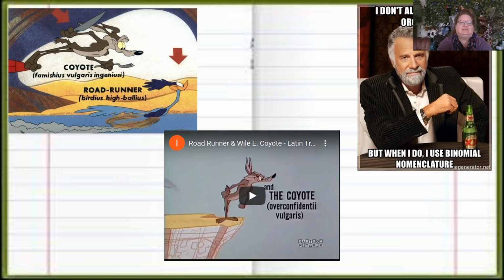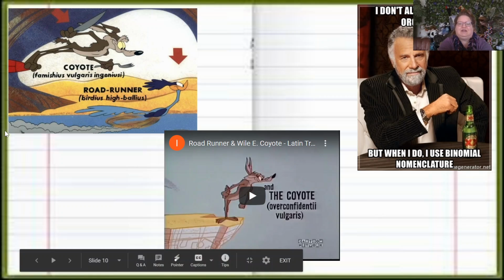They Latinized these words, right? There's no real Latin word, famicius, but they're playing on famished, like I'm starved, I'm famished. And that's kind of the idea behind it. And so it became a rather cute intellectual joke for what kind of scientific name they would come up with. So somebody actually put together a montage of the Roadrunner and Wile E. Coyote's Latin translations. And so it's pretty cute.